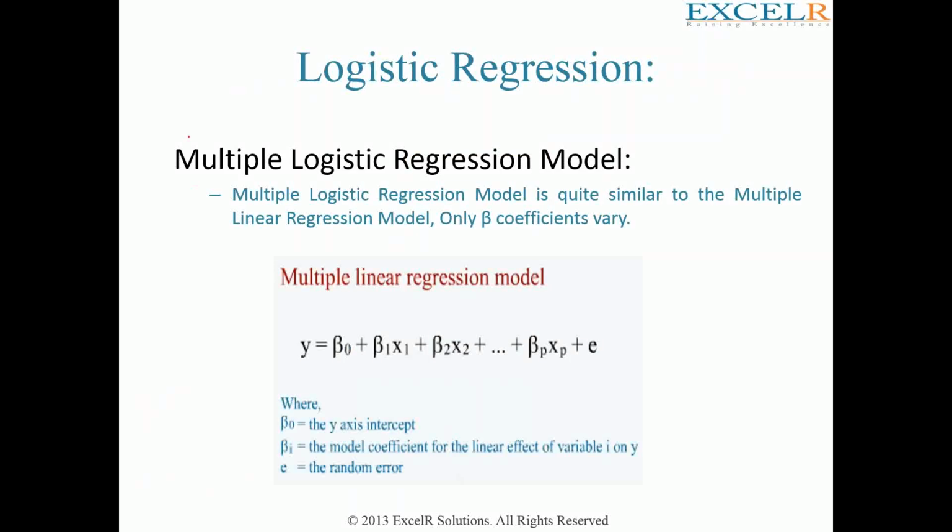Let us discuss the multiple logistic regression model. It is quite similar to your multiple linear regression model, only the beta coefficients vary. So these coefficients you see here are going to vary in multiple logistic regression. But the equation given here is for the multiple linear regression model.